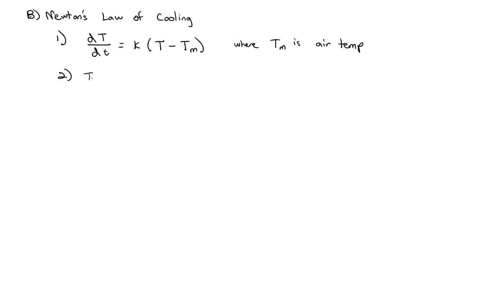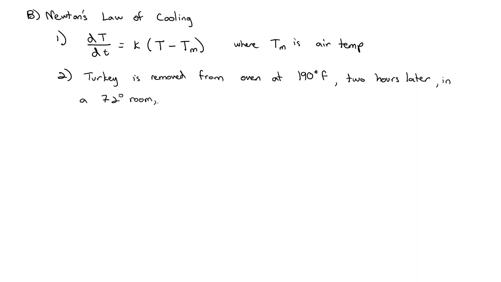So at Thanksgiving, if a turkey is removed from the oven at 190 degrees Fahrenheit, and 2 hours later, in a 72-degree room, it cools to 140 degrees. How long until it cools to 100 degrees?